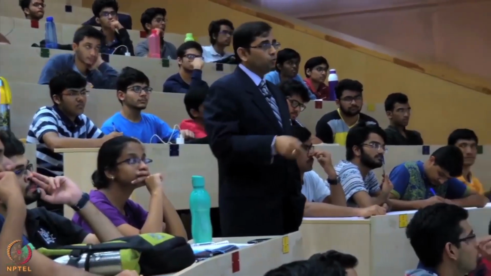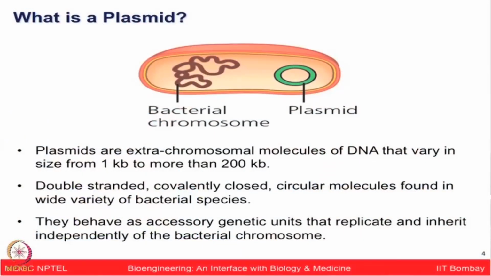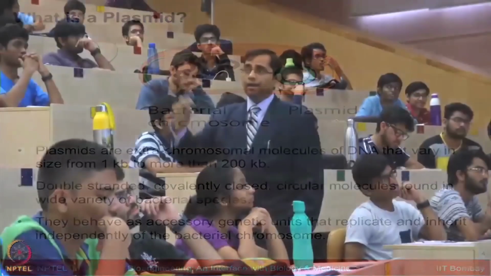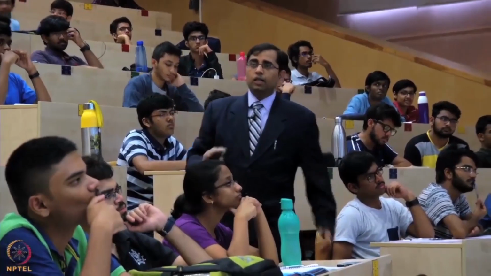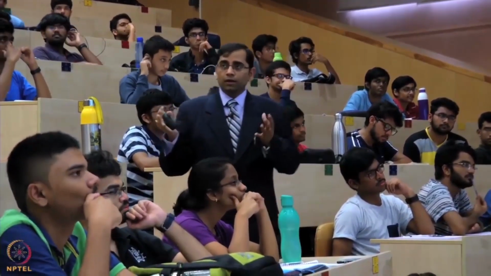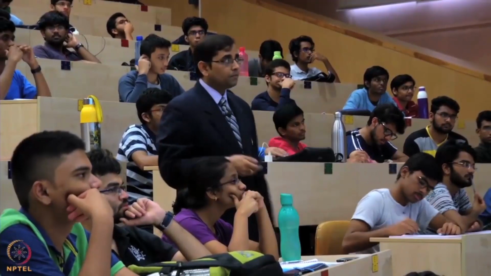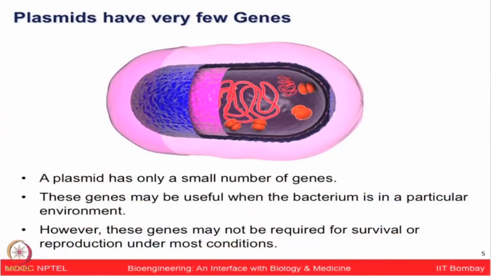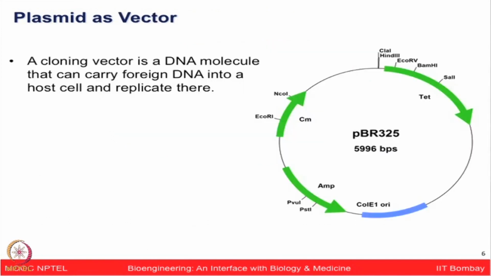So, as I mentioned, they have very few genes, and therefore, even if you are removing one out of bacteria or adding a new plasmid in the bacteria, it is not changing too much the overall gene dynamics of the bacteria. So, these genes may be useful especially for a particular environment for the bacteria. However, they may not be required for the bacterial survival or its reproduction. So, therefore, in genetic engineering these plasmids have been engineered.